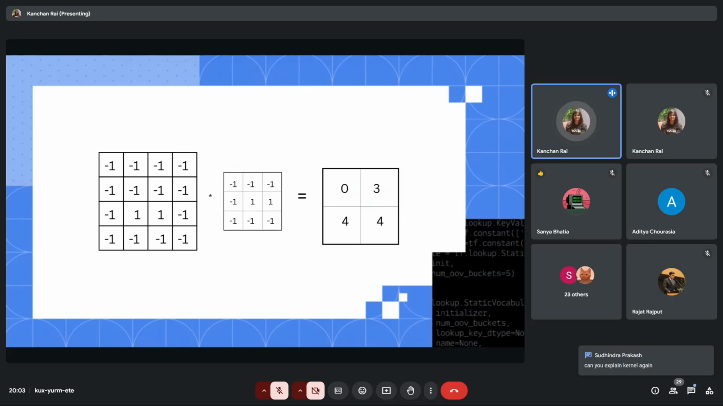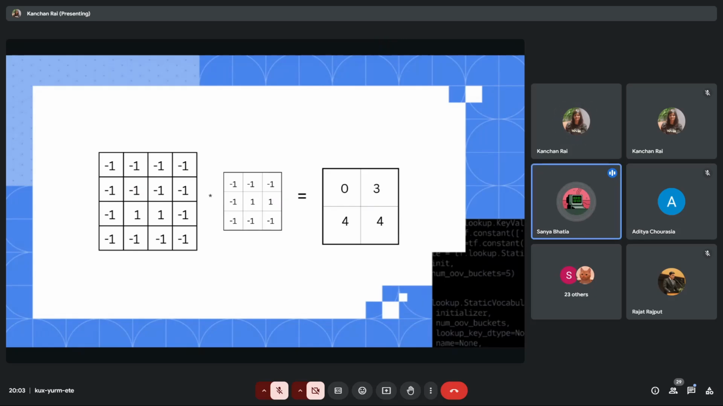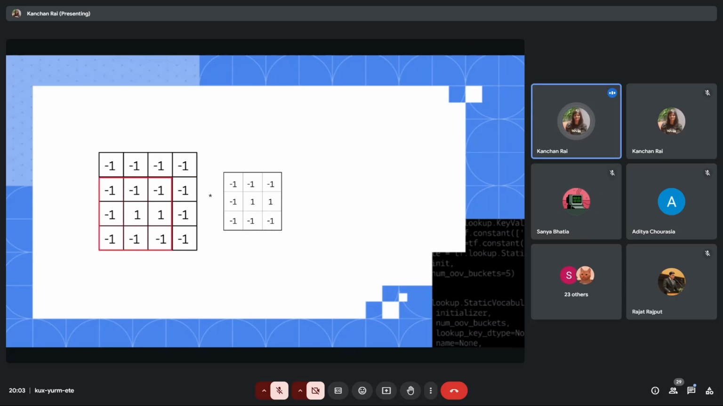Can you explain kernel again? Just a second. Sanya, are you clear? Yeah, I'm clear. Okay. Kernel is, देखो, बताते हैं.